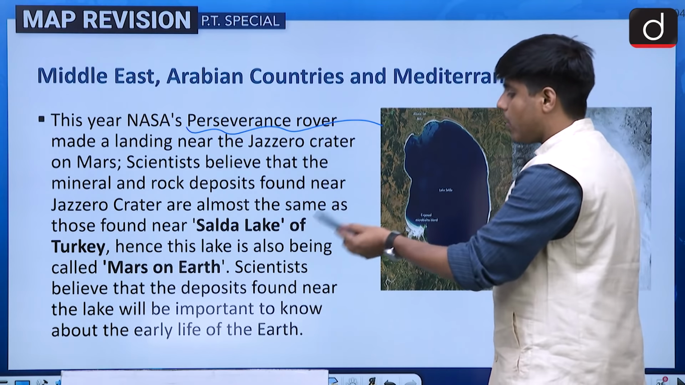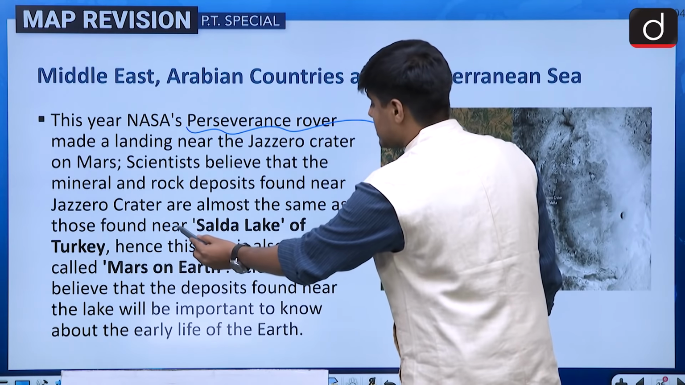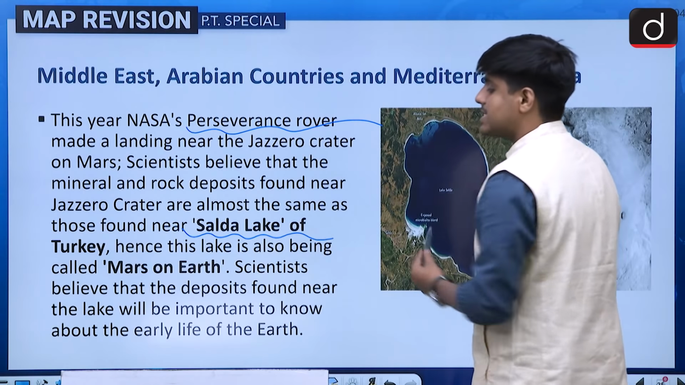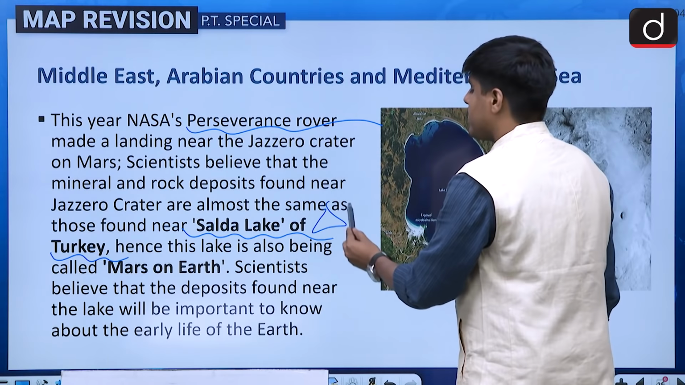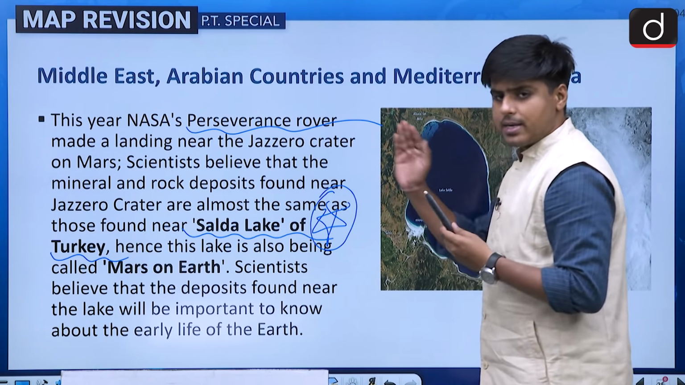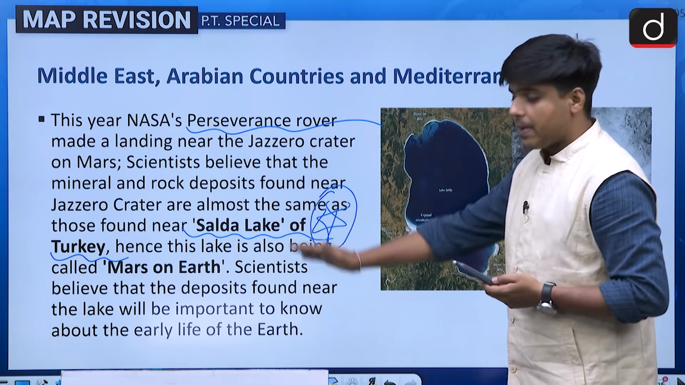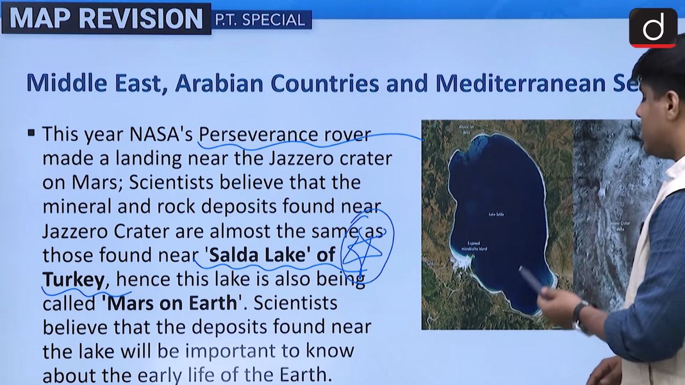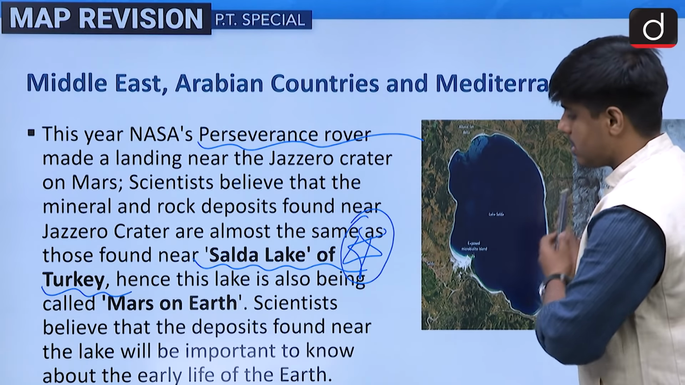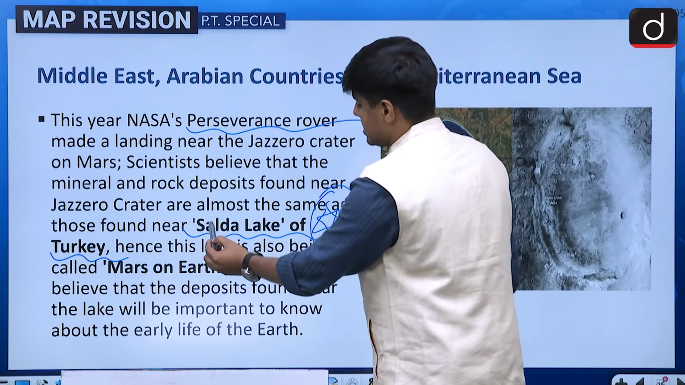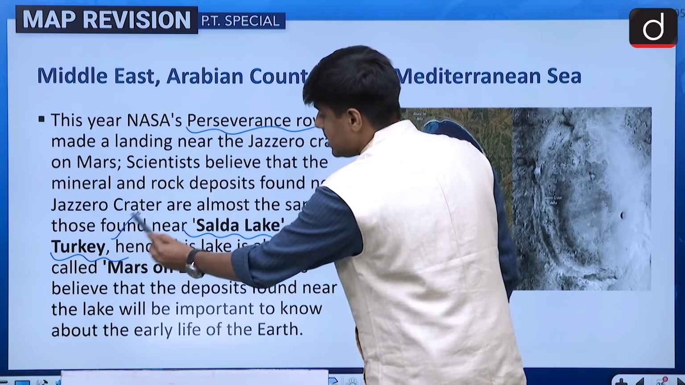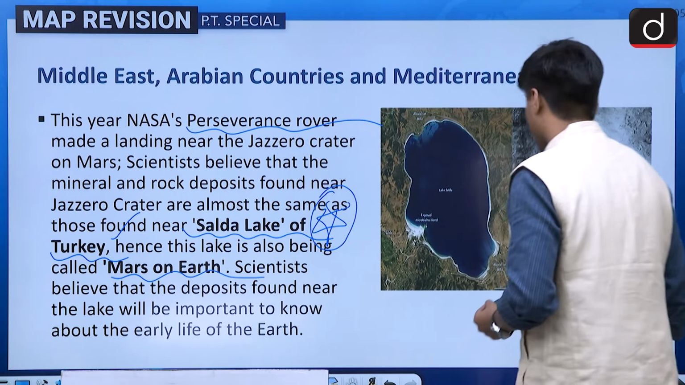Scientists believe that the deposits which have been found there are similar to the deposits found near Salda Lake of Turkey, and this place has been called Mars on Earth. This is standalone information. There is no need of a map here. The point of referring to this information is that this place, Salda Lake of Turkey, has been called Mars on Earth.